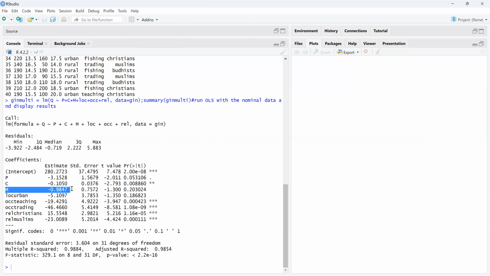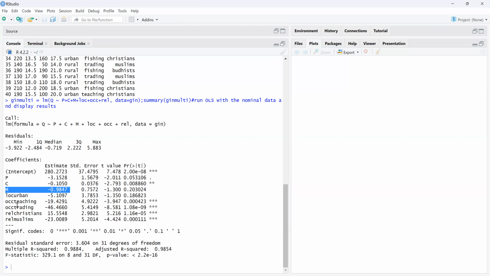That's also a numerical variable. So you say that on average, given the price and complement price of gin, location of the shop, and occupation and religion of the people, a 1 unit increase in the income of the people reduces the quantity demanded of gin bitters by 0.98 units. And this is, however, not significant at all. And that is how you will interpret the coefficient of income.